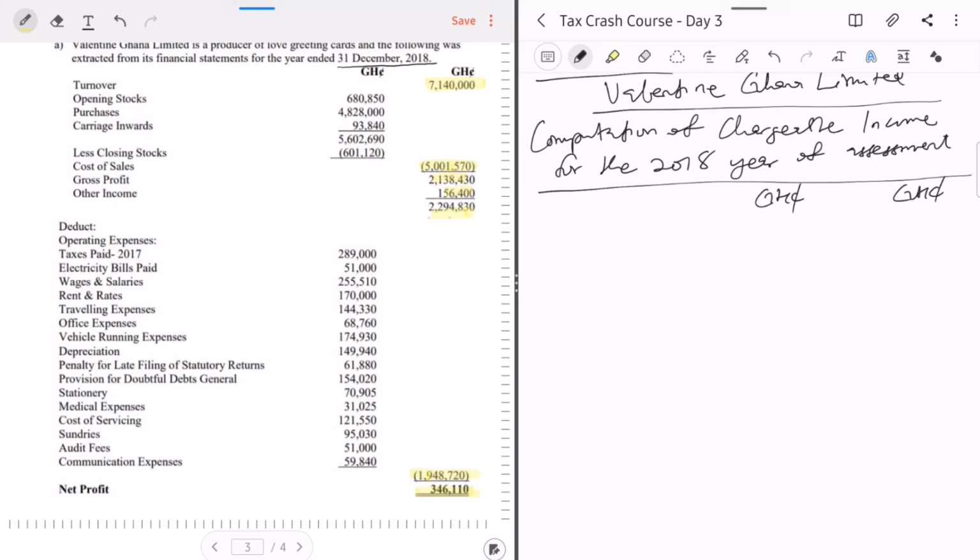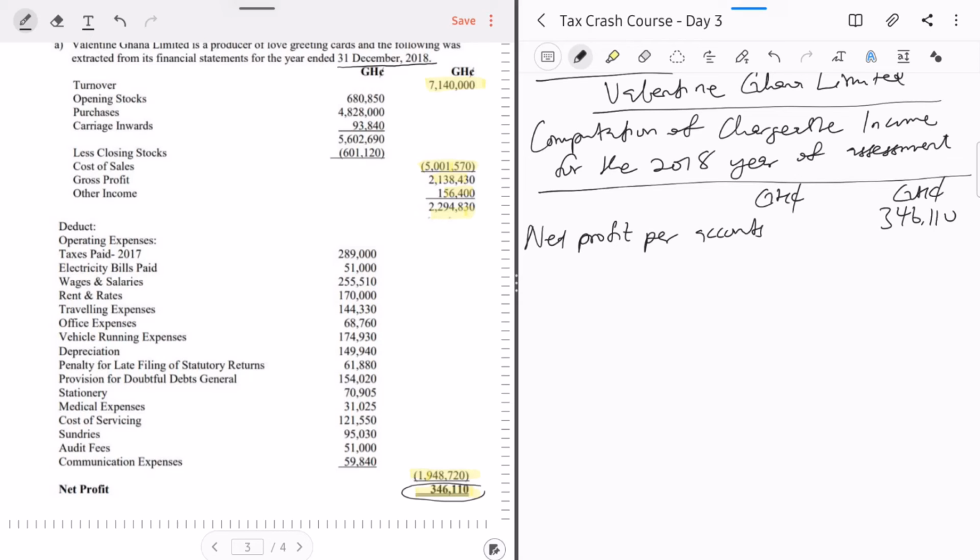But if it wasn't, then you need to adjust for that extra by either adding or lessing, depending on the variance. But here, we just say net profit per account. Was it 346,110? So 346,110. That's all. Then we'll go through the question. We disallow things that shouldn't be there, and we allow things that should be allowed.